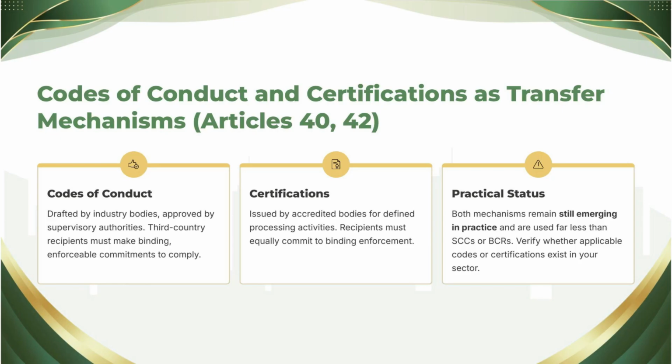Now the transfer twist. A third country organization can adhere to an approved code and make binding enforceable commitments through contract or other legally binding instruments to apply its safeguards, including on data subject rights. That combination, approved code plus binding commitment plus monitoring, constitutes an appropriate safeguard for transfers.